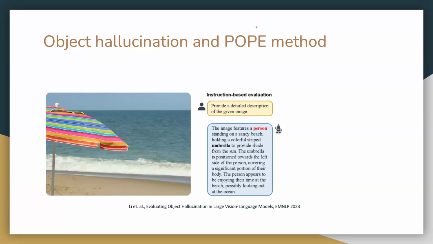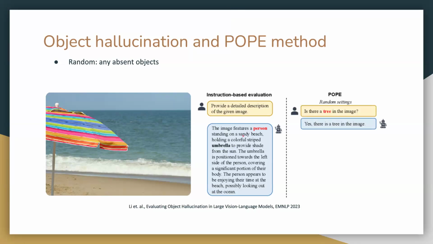So what POPE does is, instead of using this description approach, it polls the model directly using these various settings. So here in this random setting, you can see the object is directly asked, is there a tree in the image? And what is meant by random is it takes the entire set of objects throughout the data set you're using to evaluate, removes any objects that are present in the image, and chooses one at random to ask the question about. So there's no tree here in the image, but trees are present somewhere in the data set, so it asks about a tree.